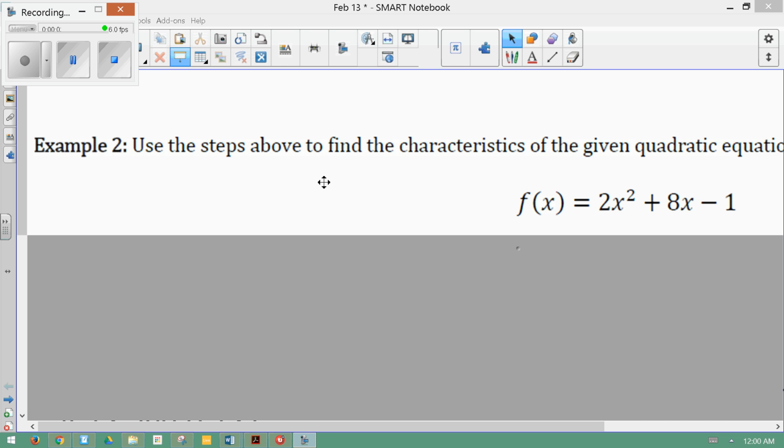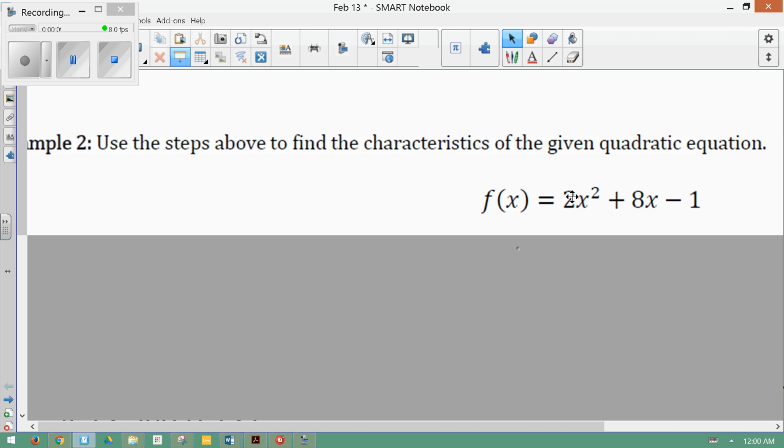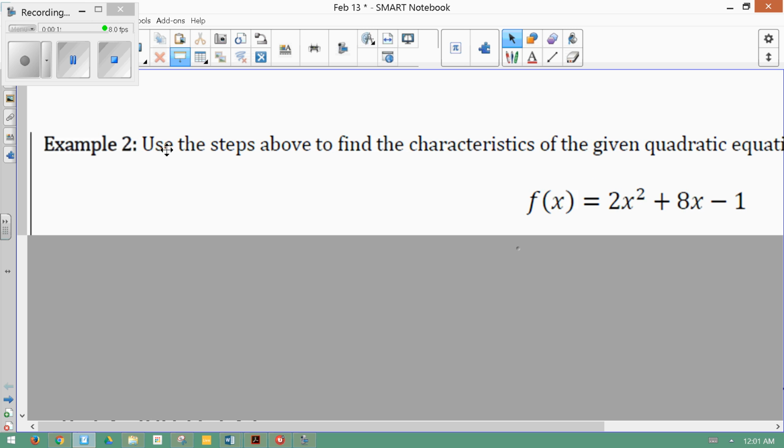Okay, example 2 says use the steps above to find the characteristics of the given quadratic equation, and this is the one that we're going to use. f(x) is equal to 2x squared plus 8x minus 1. Now, here are the steps we're going to use.